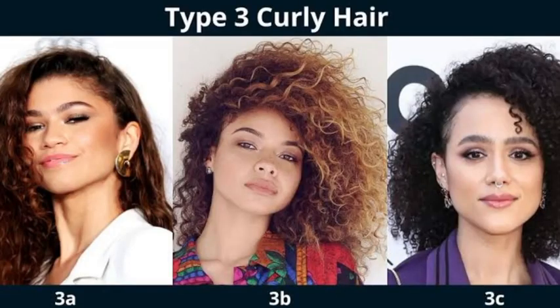Then we have type 3. Now type 3 brings us into the curls land. Curls, not coils. It brings us into the curls land where we see loose ringlets to tight ringlets. Yes. Now these ones, they hold curls longer than type 1 or type 2.